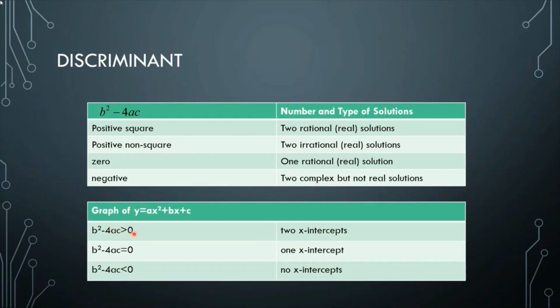Now, greater than 0, equal to 0, less than 0. So if b squared minus 4ac is positive, then you have two x-intercepts. This is when it's two real solutions. When b squared minus 4ac equals 0, that means you have one real solution. On a graph, you're going to have one x-intercept. When you have b squared minus 4ac and that's negative, then you have no x-intercepts, because they're two complex but not real, meaning imaginary solutions.